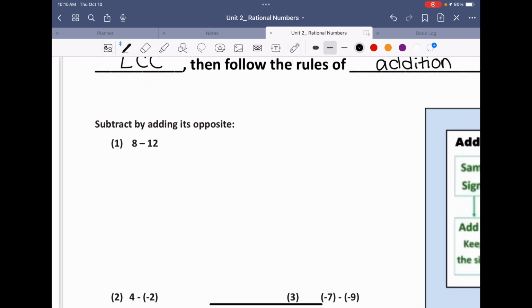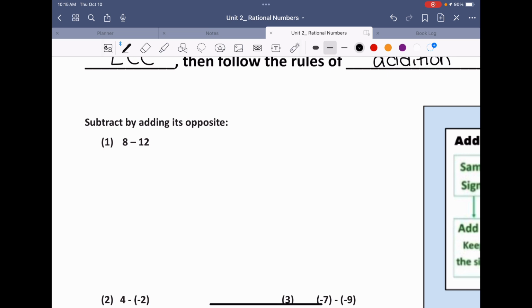Above each of these, I'm going to write LCC just as a reminder of what I'm supposed to do. So 8 minus 12: I'm going to leave the 8, change the subtraction, change the 12. So I'm going to rewrite all of this. 8 is going to stay 8. My subtraction sign is going to become an addition. And my 12, right now it is a positive 12, but it becomes a negative 12. So really I have 8 plus negative 12.